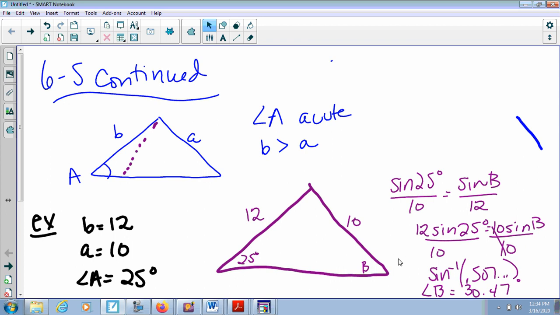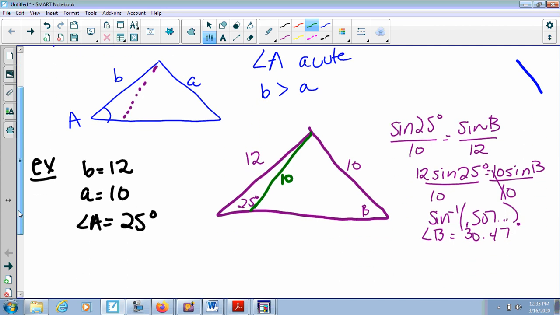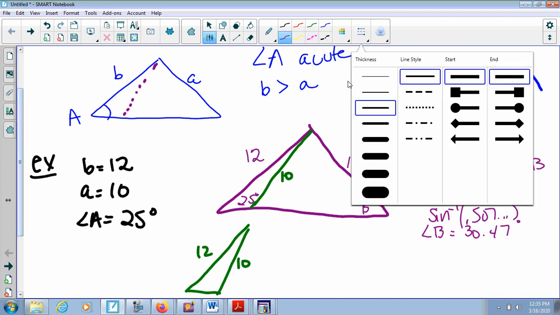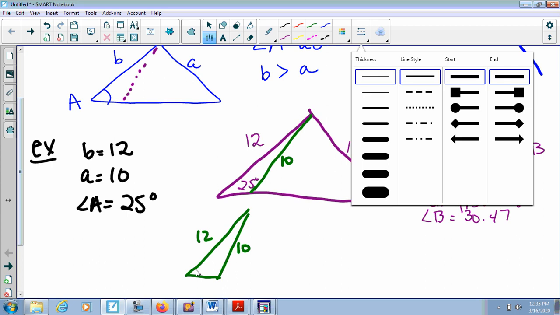And now I know for sure I have one. Now I'm going to test and see if I could have another one. If I had another triangle, remember this 10, instead of being this way, is going to be in the opposite direction. So there would be a 10 there, and our triangle instead looks like this. It's like a little teeny tiny wedge, where this is 12 and this is 10, and we still have that 25 degrees in there. Okay.